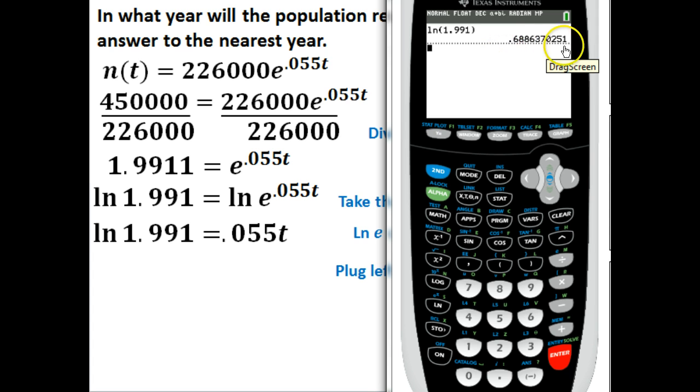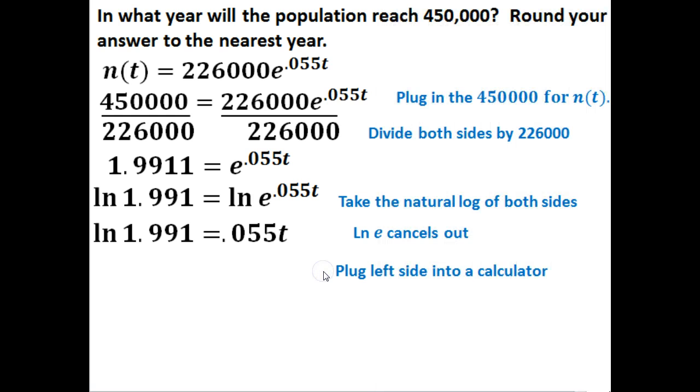And again, I recommend that you do not round this until the very, very end. Go as far as you can, at least 4 decimals. 4 decimals seems to be a nice one that doesn't give you the wrong answer. So here's what I've got now. I plugged that left-hand side into my calculator, and it's simplified to this. Now it's just a one-step equation. I just need to get t all by itself.